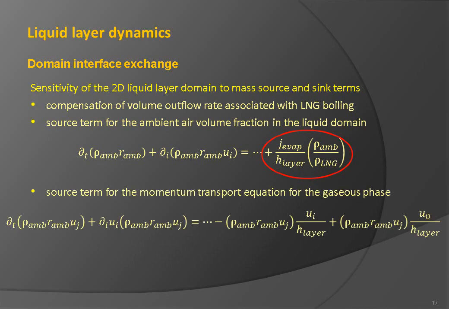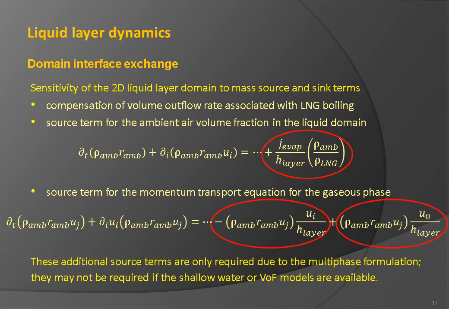To introduce the vertical exchange of ambient air to the liquid layer domain, additional source terms were also added to the momentum transfer equation for the gaseous phase. The first term on the right-hand side removes the accelerated gaseous flow from the simulation domain, whereas the second term replaces it with the same amount of zero velocity ambient air.